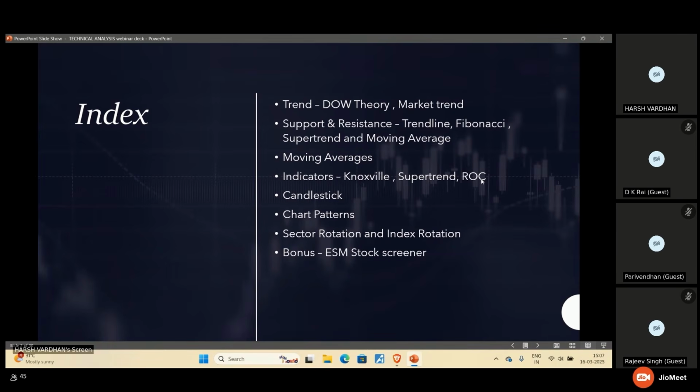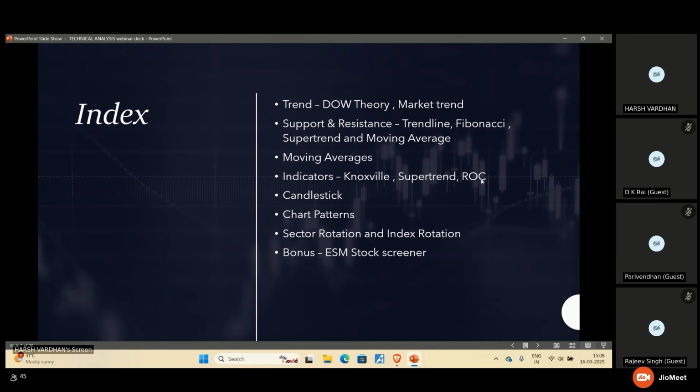For finding support and resistance, we will use various methods, for example trend lines, Fibonacci, super trend, and moving averages, and we will learn all of it through examples. I will show you real life examples of how these support and resistance levels work, and we will also back test these in different stocks in different time frames: large cap, mid cap, small cap, micro cap, every type of stock.